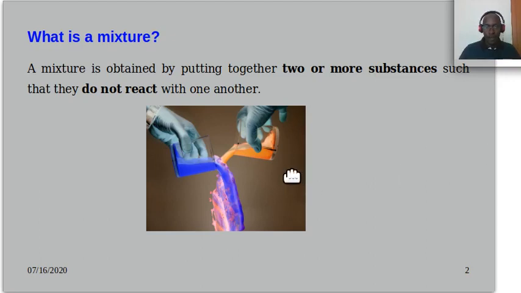In this diagram here, we have two liquids that are being put together. And assuming that the two do not react, when they are put together, they form a mixture. So simply, a mixture is formed by putting two or more substances together such that they do not react.